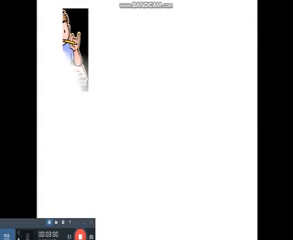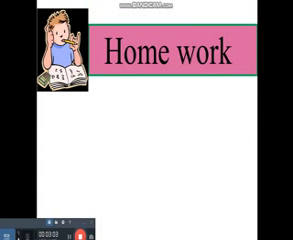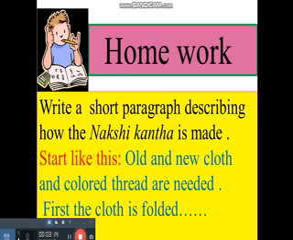Okay, dear student, now the part of homework. Inshallah, we are going to be given some homework here. I think we can complete it in your house. Write a short paragraph describing how the Nakshi Kantha is made. Start like this: old and new clothes and colored thread are needed. First, the cloth is folded dash dash dash. Next, you have to develop the short paragraph. And you will be asked to show me in the next class, inshallah. When I can face you in the classroom, I will check your writing, inshallah.